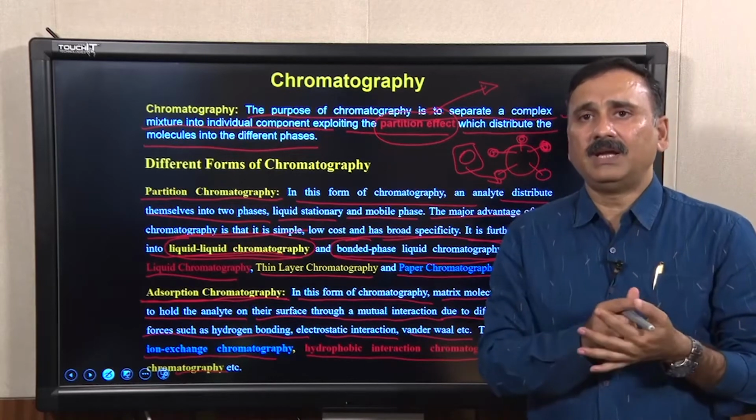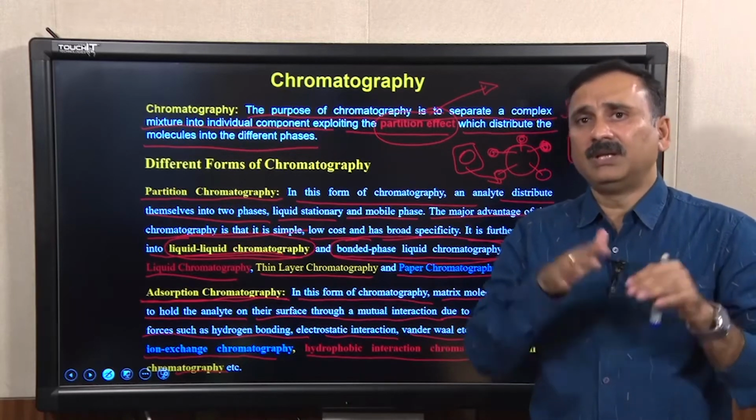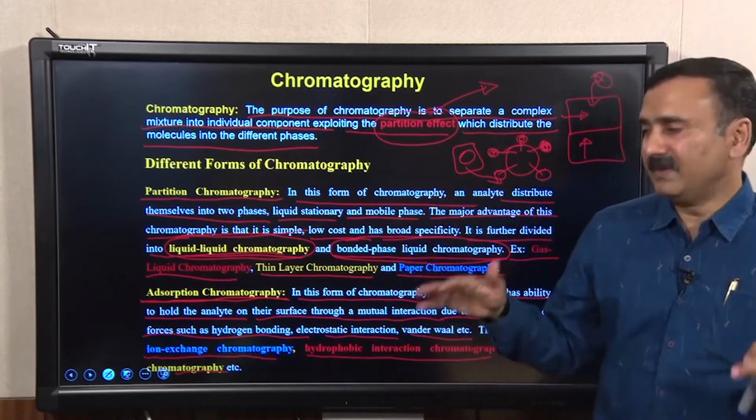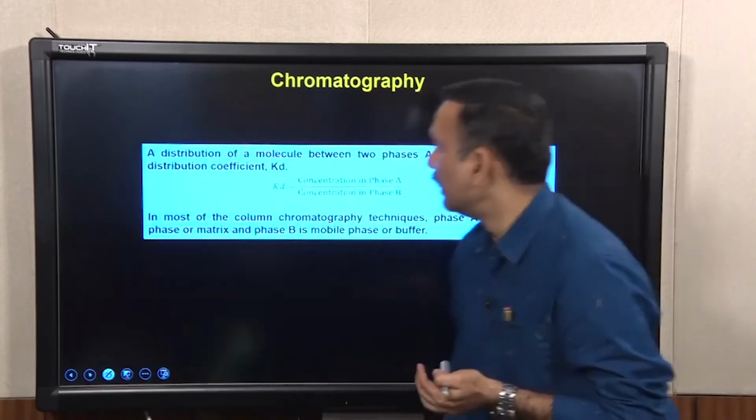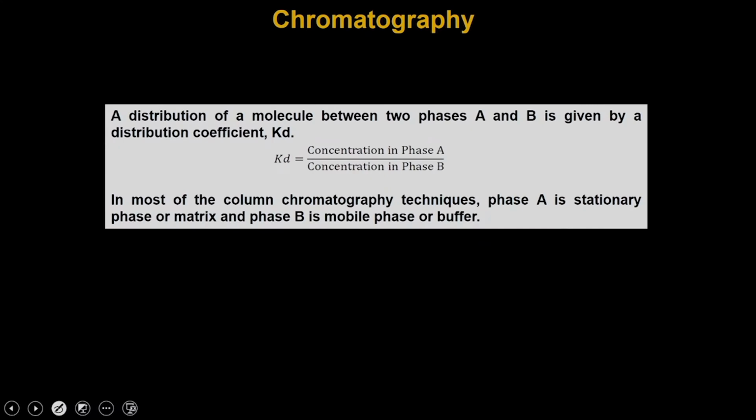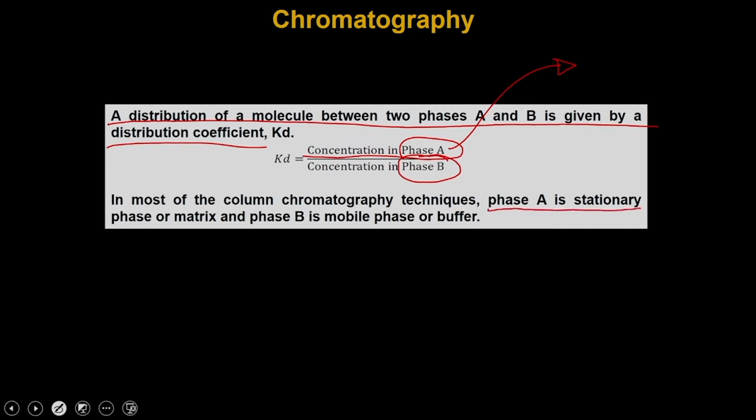Irrespective of whether you do partition chromatography or adsorption chromatography, the basic principle of chromatography remains the same: you are distributing the molecule between two different phases. So, the distribution in the case of chromatography is also defined by the same formula, that is the concentration of the molecule in phase A versus the concentration of the molecule in phase B. In the case of column chromatography, it is well understood that phase A is always the stationary phase or the matrix, whereas phase B is the mobile phase or the buffer.